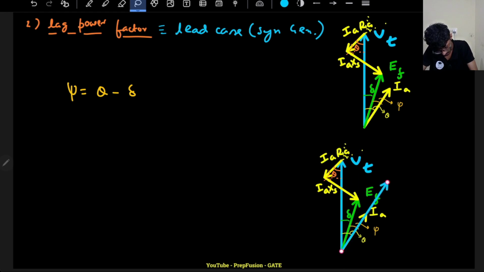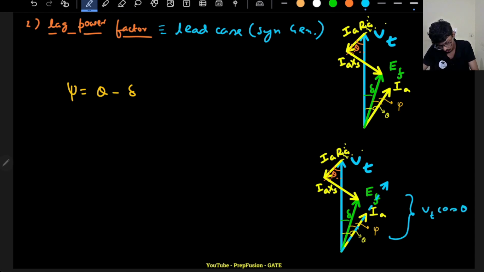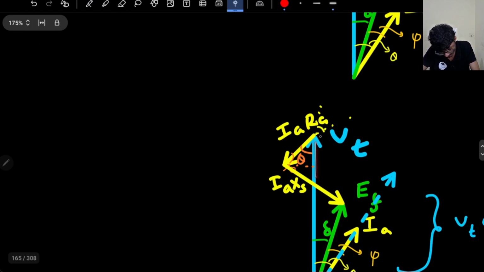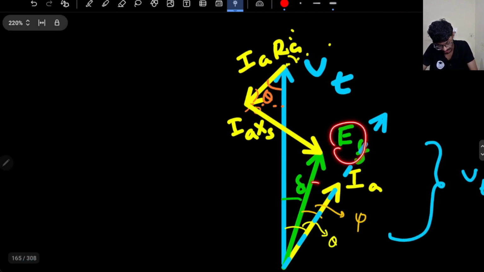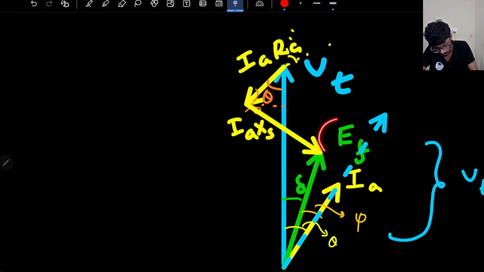So along Ia will be this, right? This I will mark in here, and this will be my Vt cos theta. Okay, what other components do I have along this? I had this Ia Ra, right? Ia Ra is just in the opposite direction. So I have to subtract Ia Ra from this. That will give me the projection of EF along Ia, correct?